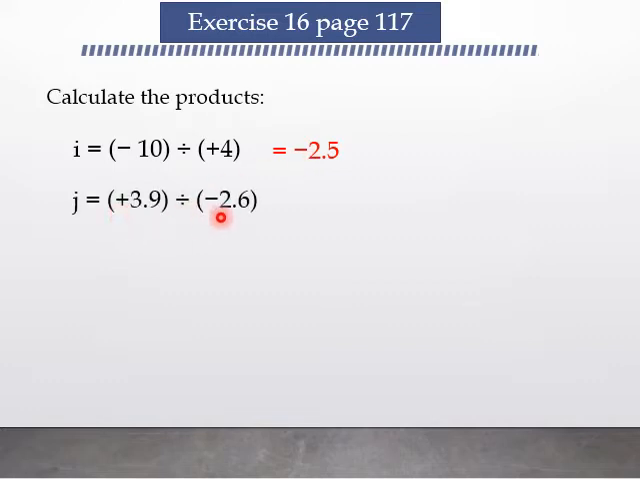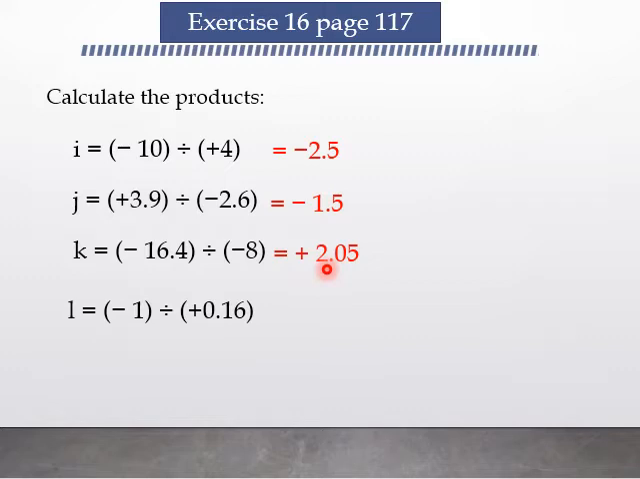Now, plus 3.9 divided by minus 2.6. The signs plus minus, so it's minus. 3.9 divided by 2.6 is 1.5. Okay, minus 16.4 divided by minus 8. Minus minus means plus. And 16.4 divided by 8 is 2.05. Minus 1 divided by plus 0.16. Sign by sign, minus plus is minus, and 1 divided by 0.16 is 6.25.